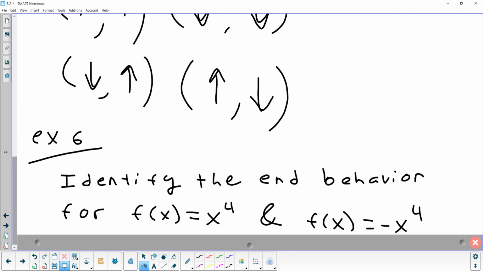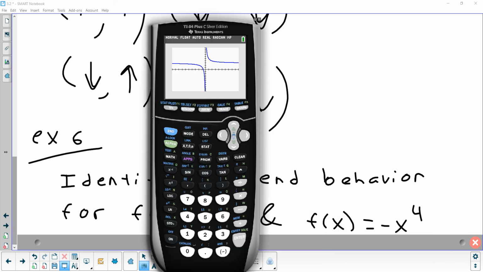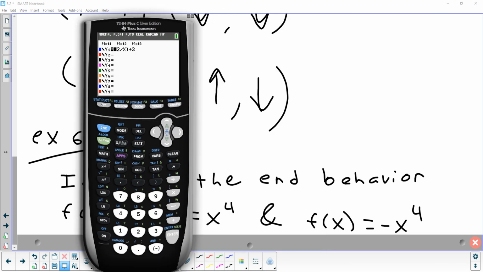All right, so let's look at this one. f of x equals x to the 4th and negative x to the 4th. What we're playing with here is seeing what happens when the number in front of the highest degree term is positive compared to when it's negative. And we're also looking at when the exponent is an even number. So let's do x to the fourth and negative x to the fourth, just like it's written.